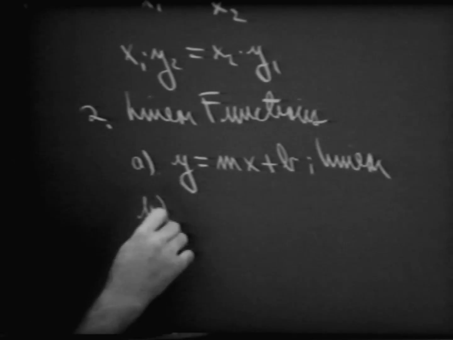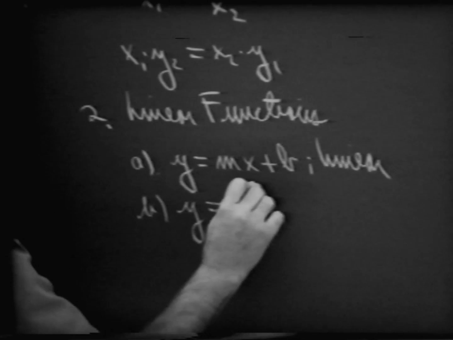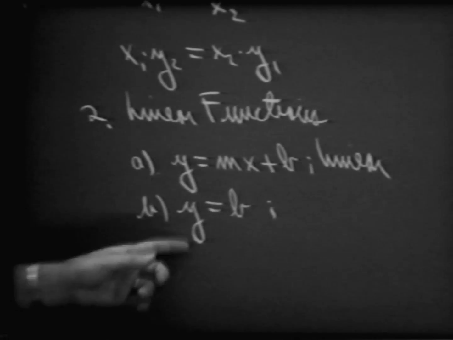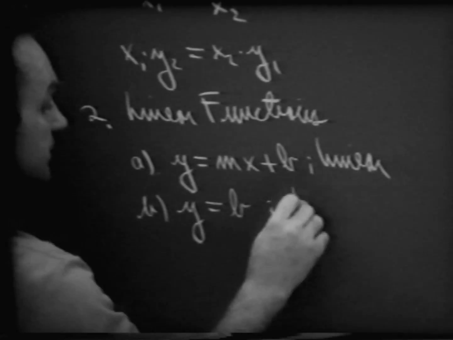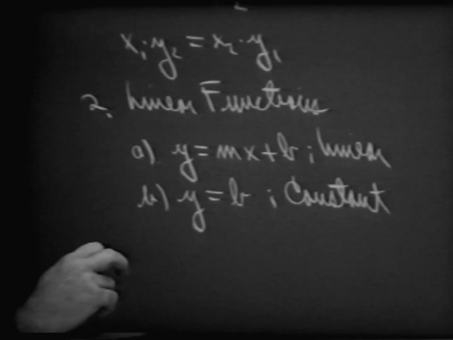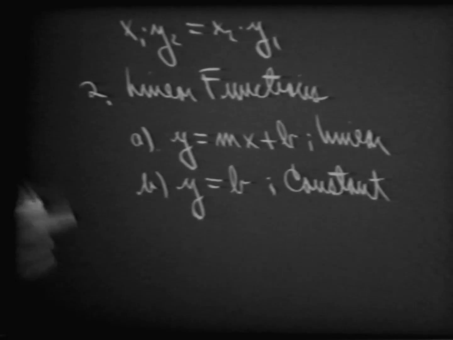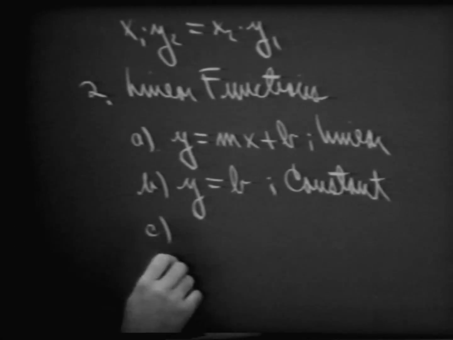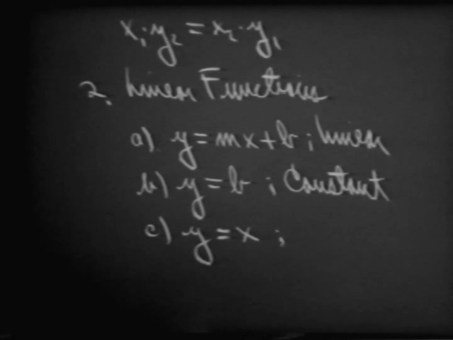And then suppose, for example, we had y equal to b. If you remember, what name did we give this? This is a constant function, in which its graph is going to be a line which is horizontal. And then if we looked at a special case such as y is equal to x, what name did we give this function, if you remember?